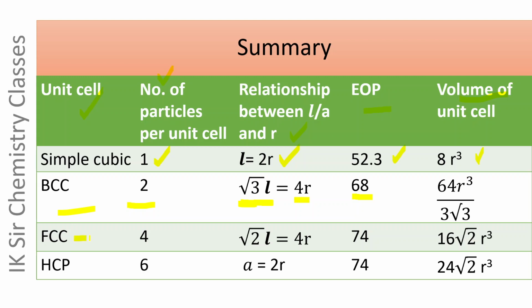In FCC unit cell, there are four particles. The face diagonal, that is under root 2L, is equal to 4R. The efficiency of packing is 74%, and the volume of unit cell is 16 under root 2 R cube. And finally, in HCP unit cell, there are six particles. The edge length of the hexagonal face is equal to 2R. The efficiency of packing is 74%, and the volume of unit cell is 24 under root 2 R cube.